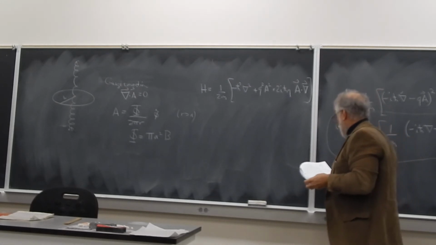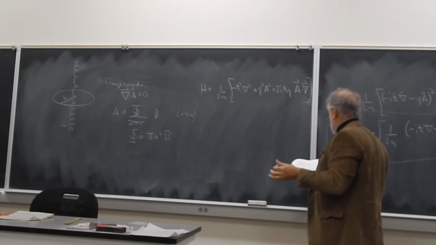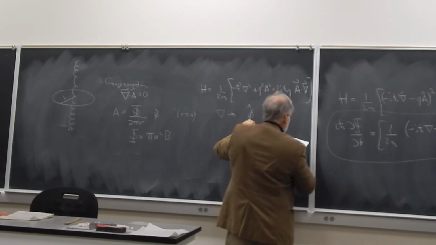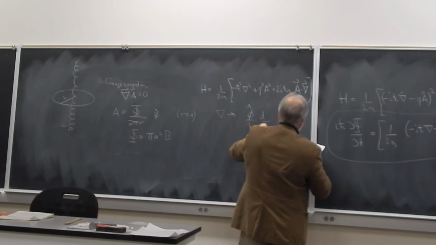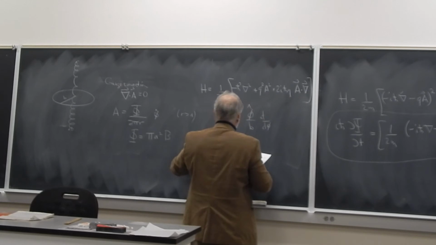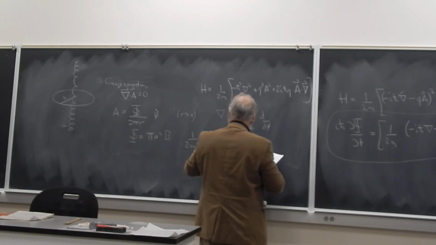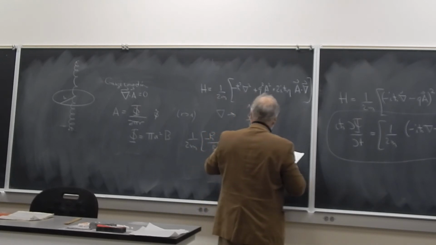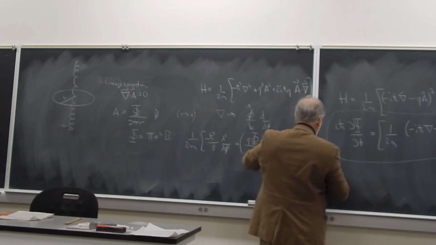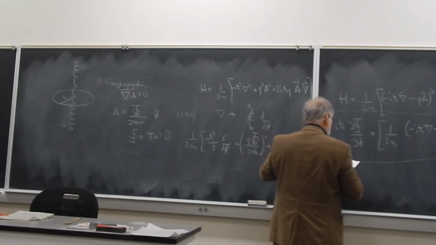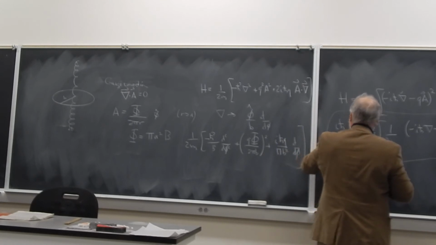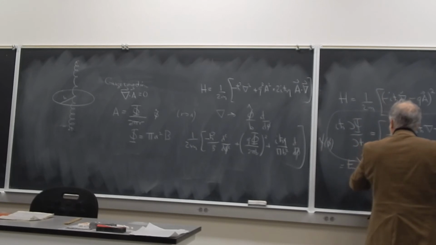But the wave function depends only on phi, since theta is pi over 2 and r is equal to b. So del just becomes unit vector phi divided by b d phi. My Schrodinger equation then becomes 1 over 2m times minus h bar squared over b squared d squared d phi squared plus q capital Phi over 2 pi b squared plus i h bar q over pi b squared d d phi, operating on psi of phi, and that's going to be equal to E psi of phi.